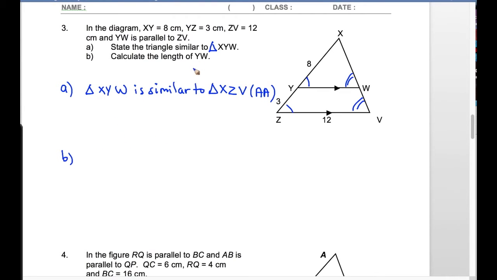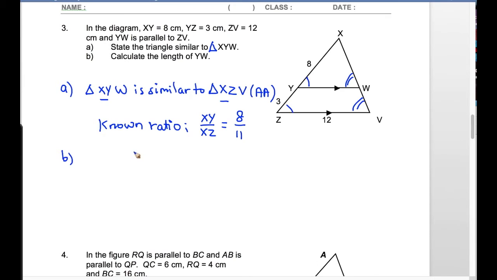Next, we want to find the length of YW. We must first find the known ratio from the pair of known sides, which are corresponding. XY, which corresponds to XZ, gives us the known ratio, which is 8 over 11.